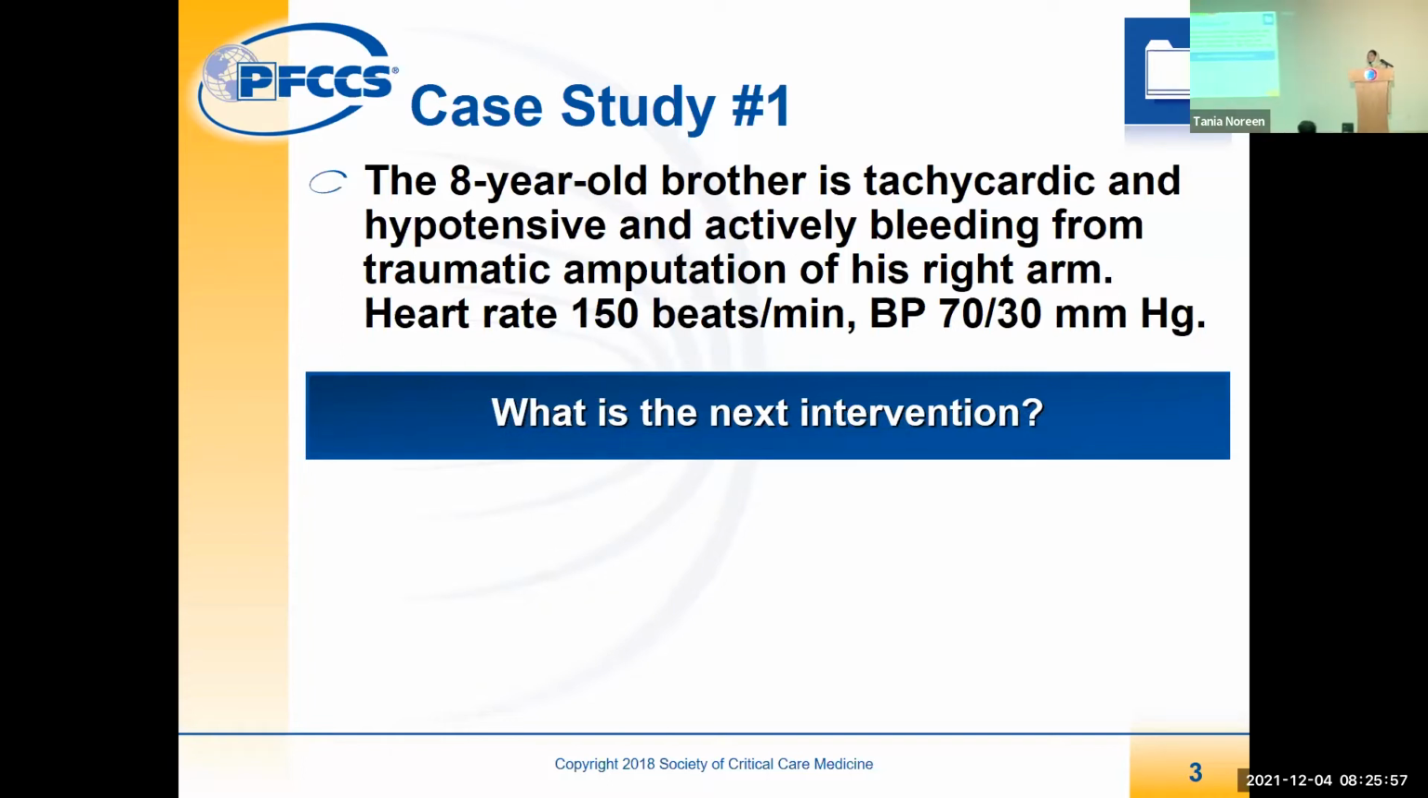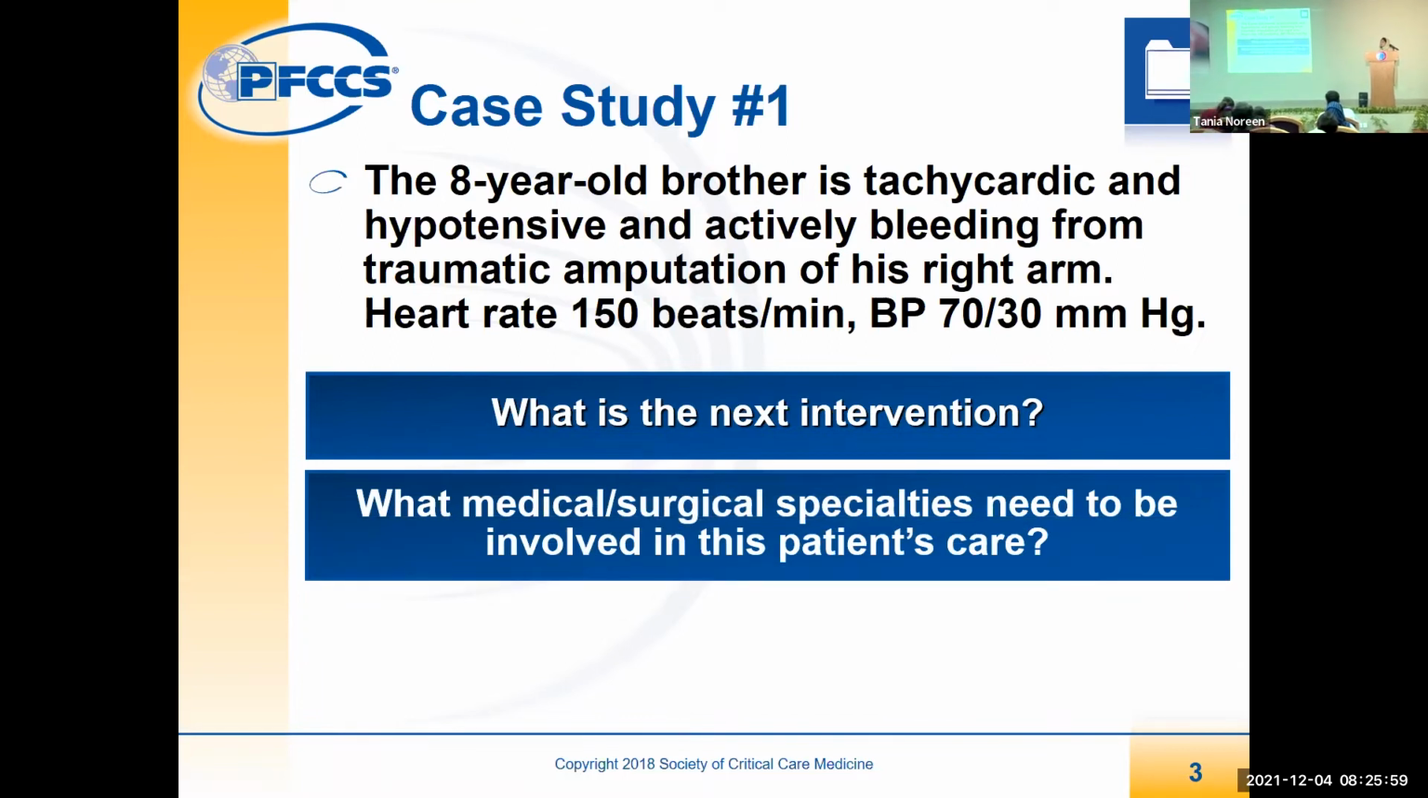Next intervention, what will we do in this case? Stop the bleeding. So if we apply the DIRECT methodology, first of all in DIRECT we will detect. So detection is that he is tachycardic and hypotensive, so he is probably in shock. Then what intervention will we do? Airway, breathing, circulation, and D for disability and exposure.